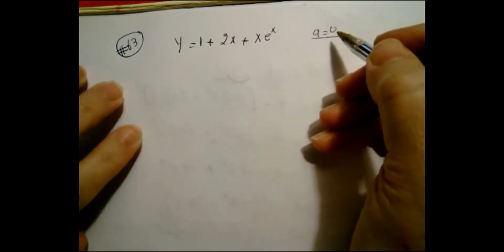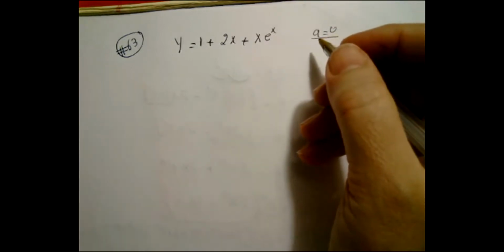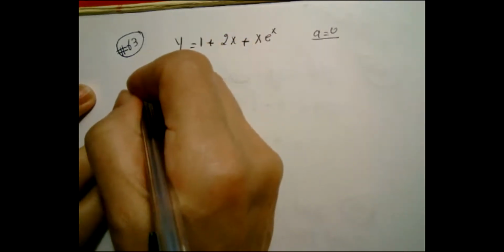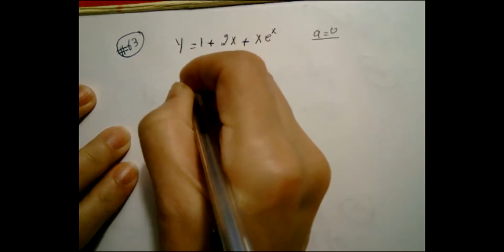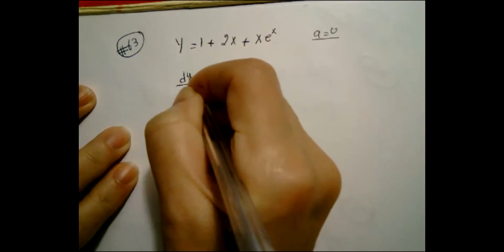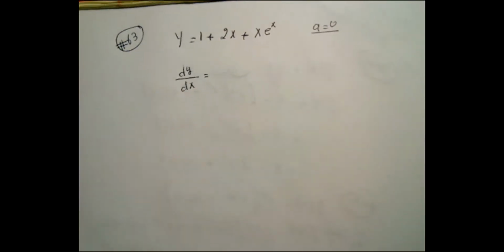So to find the equation of the tangent line, we need two things. We need the slope of the tangent line, and we need a point on the graph. So we need to find the slope. To find the slope, I need the derivative. So first, we want to find the derivative. So dy/dx equal. Okay, we change notation so you're comfortable with all of them.